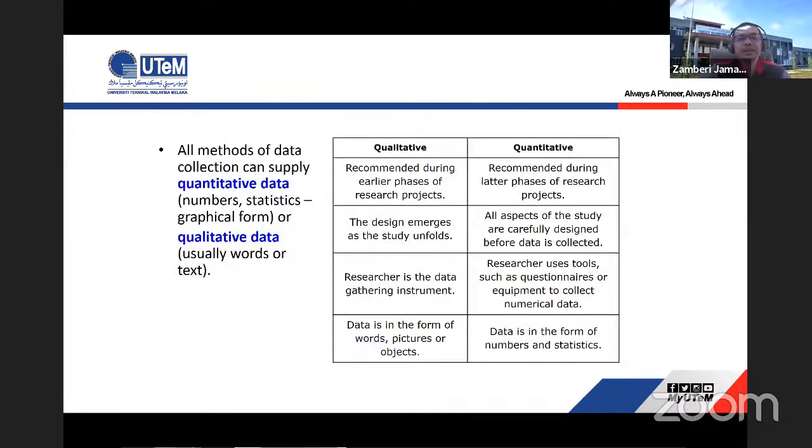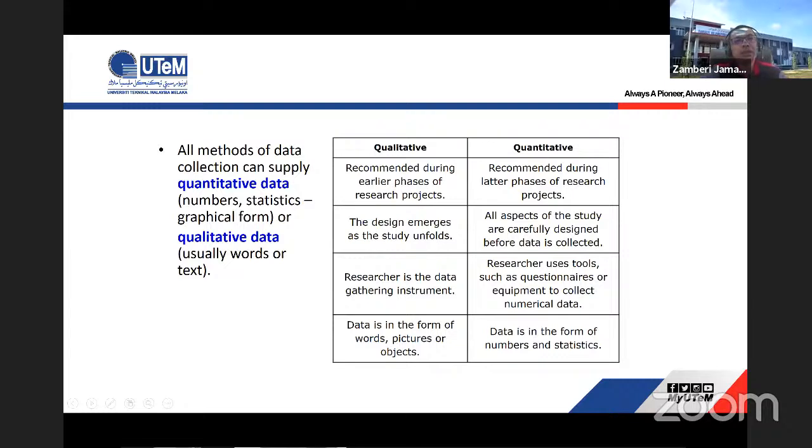All right, this is just a quick comparison between data collection using qualitative and quantitative. As I told you, qualitative is done during the early phases of the research project, and normally quantitative is at the back end of the research work. Design emerges as the study unfolds.